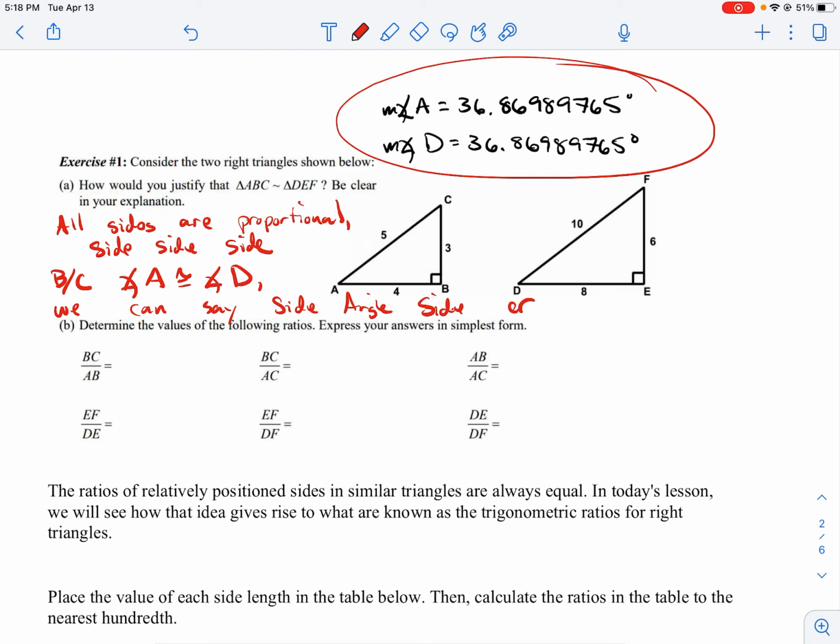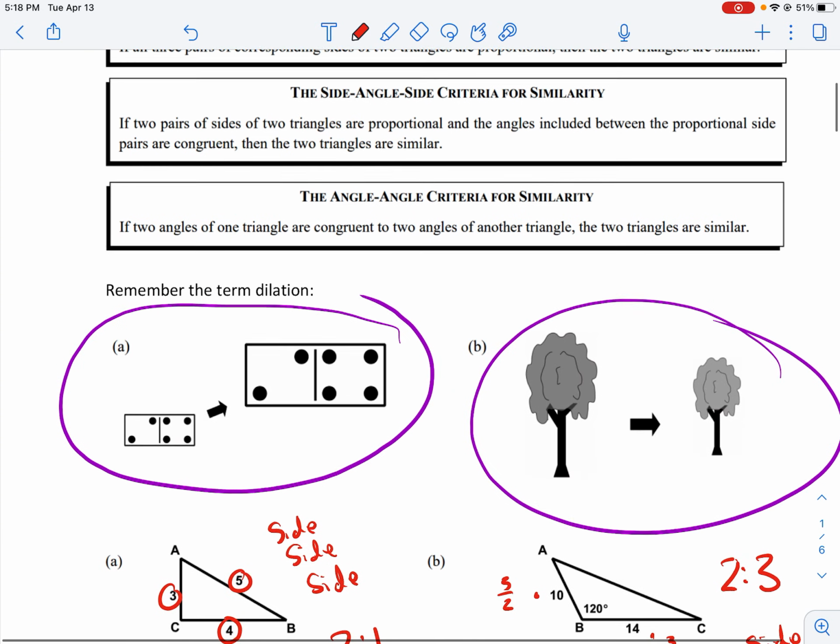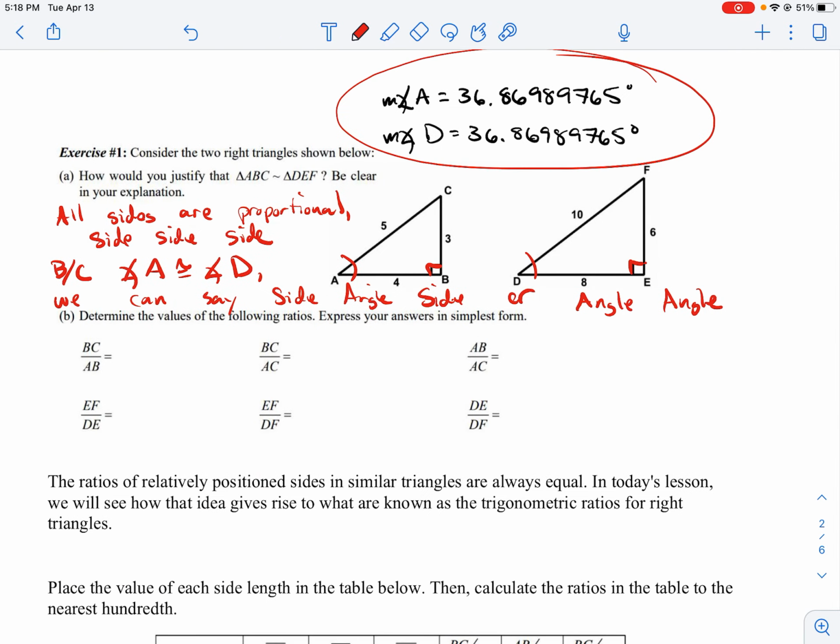Or, because we have two congruent angles, right, both having a 90 and having the same angle over here, we can just say side angle side or angle angle. I think that's what it's called, right? Angle angle criteria. Okay? So in retrospect, we can actually use all three here. So it depends on what you're comfortable with and what information they give you and what you're looking for. In this case, all three criteria would work in the sense that all three prove that these two triangles are similar. Okay? And again, as you can see, these sides here are just double the amount of the other one here. So this would be a 2-to-1 ratio.